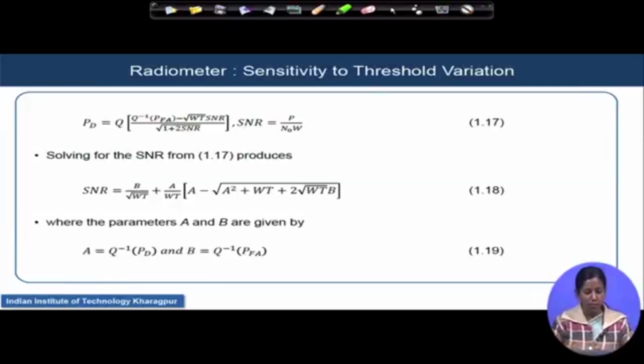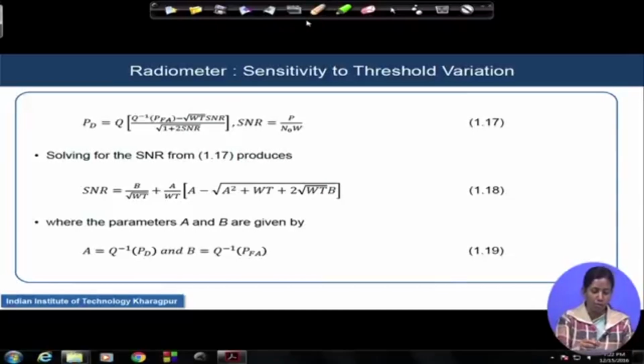So equation 1.17 is rewritten here, and if I solve it to find the expression for SNR, it boils down to equation 1.12, where we have introduced new parameters called capital A and B. A is the inverse Q function of the detection probability, and B is the inverse Q function of the false alarm probability. So the signal to noise ratio can be written in terms of the false alarm probability and the detection probability.